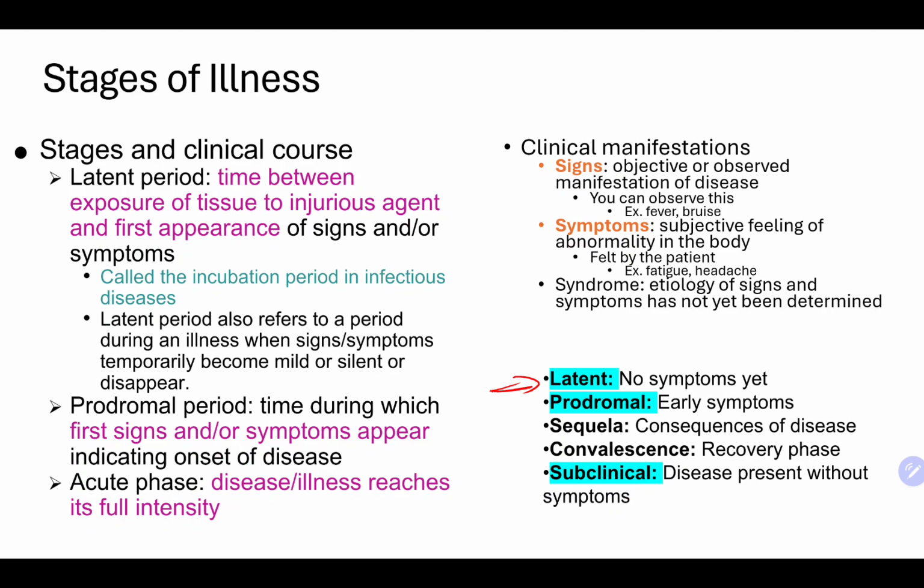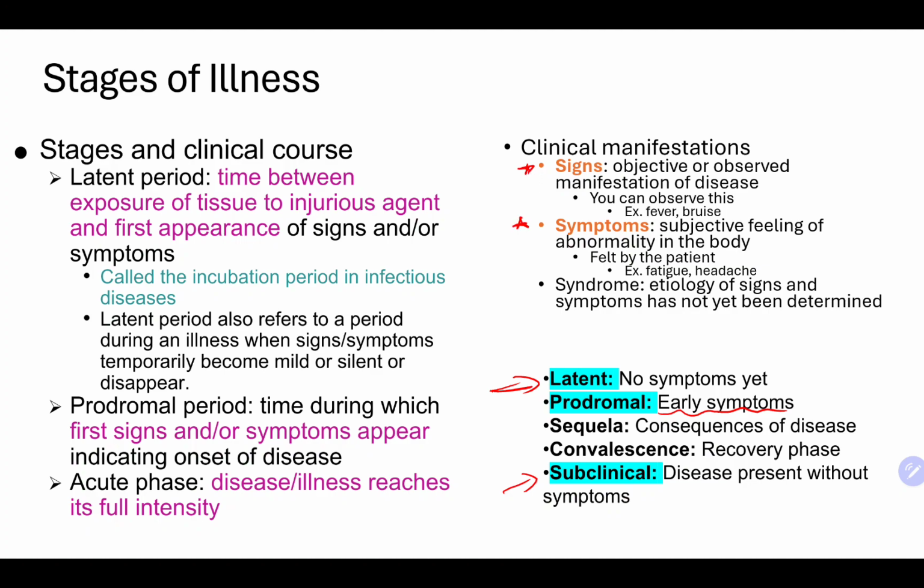The next stage we have is the prodromal period. This is the time during which the first signs and symptoms appear, indicating the onset of the disease. So this is where you're going to have those early symptoms in prodromal. Okay, and I'm going to hit on another stage, and that's the subclinical stage. That's when the disease is present, but the person is not going to be experiencing harsh symptoms.